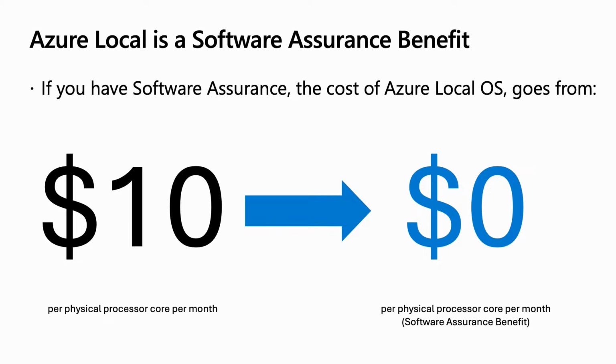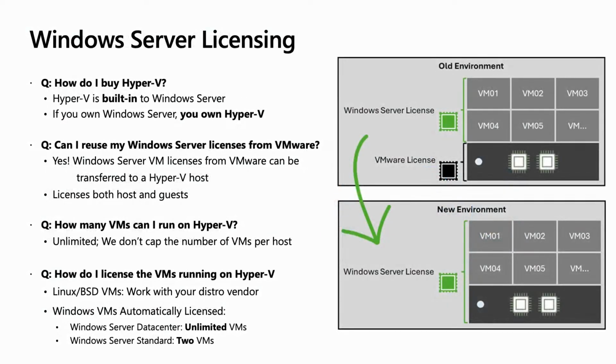As for Windows Server, customers typically have several questions. The first is, well, that you don't need to buy Hyper-V separately. If you own Windows Server, you already own and are licensed to run Hyper-V. Next, many of you already have licenses for your Windows Server guests running on another virtualization platform like VMware. A subset of those data center licenses can be moved to the physical host when installing Windows Server in place of your VMware environment. The license will then cover both the host and the guest.